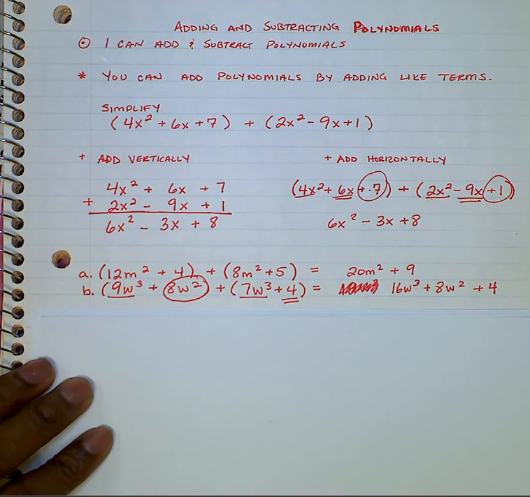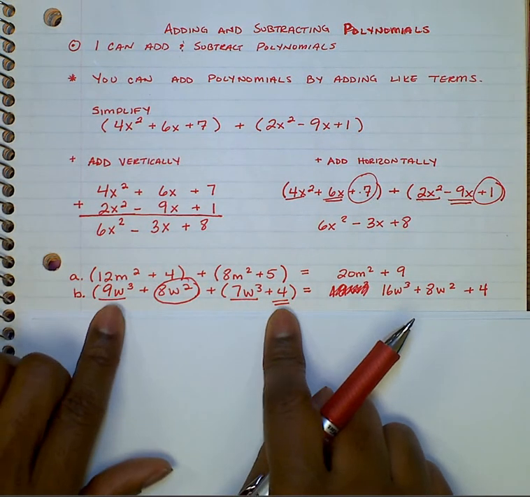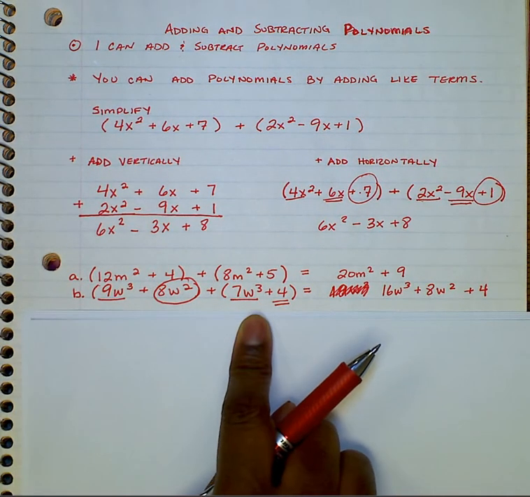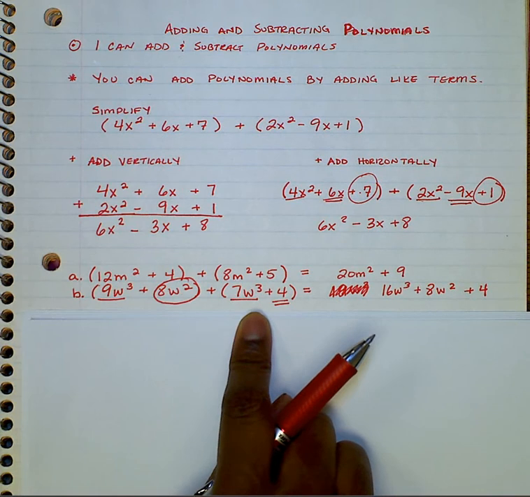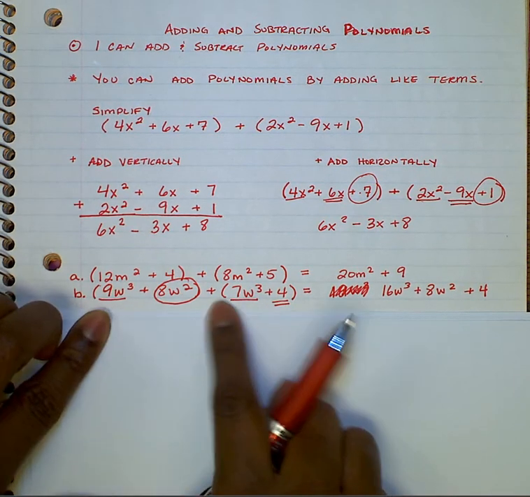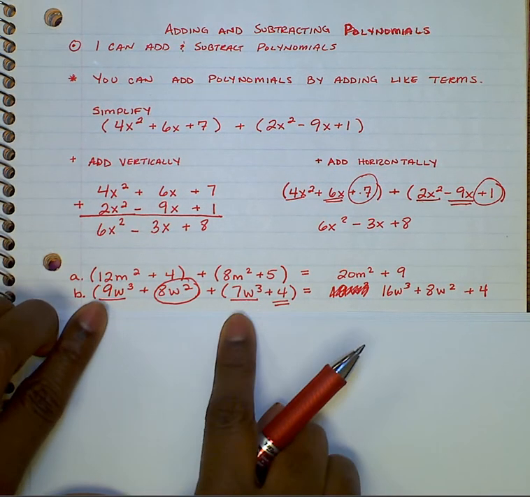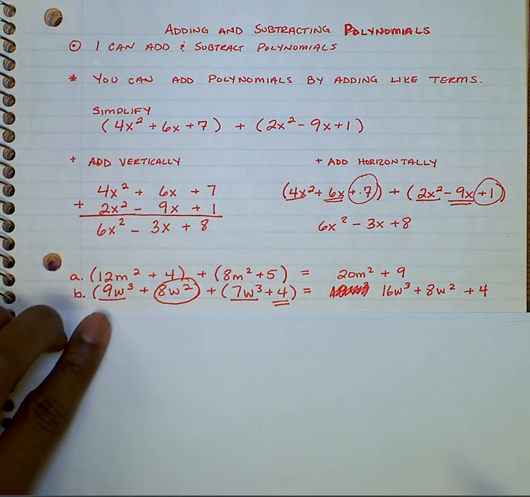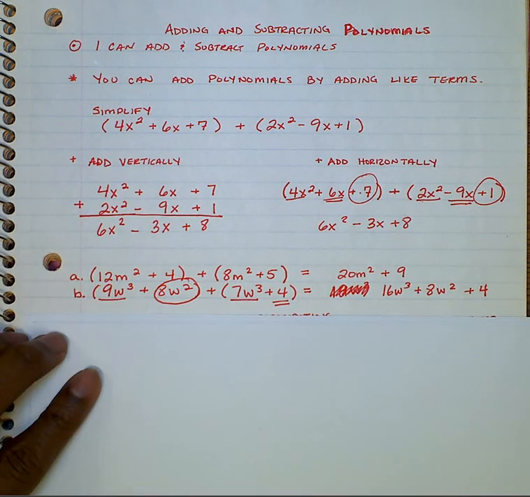Big takeaway from this is realize that our variables don't change. It was w cubed plus w cubed stayed w cubed. Okay, I like to think of it as apples or oranges or an object. There's 9 somethings plus 7 somethings gives you 16 of those same things. Okay, don't change those values or those variables. All right, so that's addition.